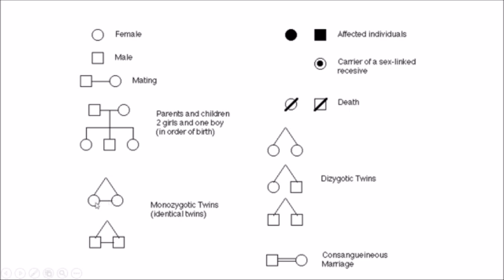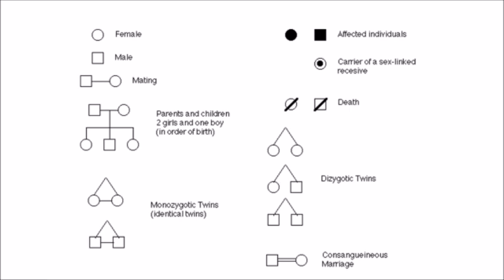This rectangle and this circle, and here the square also, both of these represent monozygotic twins or identical twins. Now, on the other hand, if we have a dark filled circle or square, it represents the affected individuals, and a dot in between represents the carrier of a sex-linked recessive. And if we have a line across the symbol, then it represents death. And if there is no line in between, unlike this one, then it represents dizygotic twins. These three represent dizygotic twins, and the last one, having the double line between these two symbols, represents the consanguineous marriage. So let's begin.